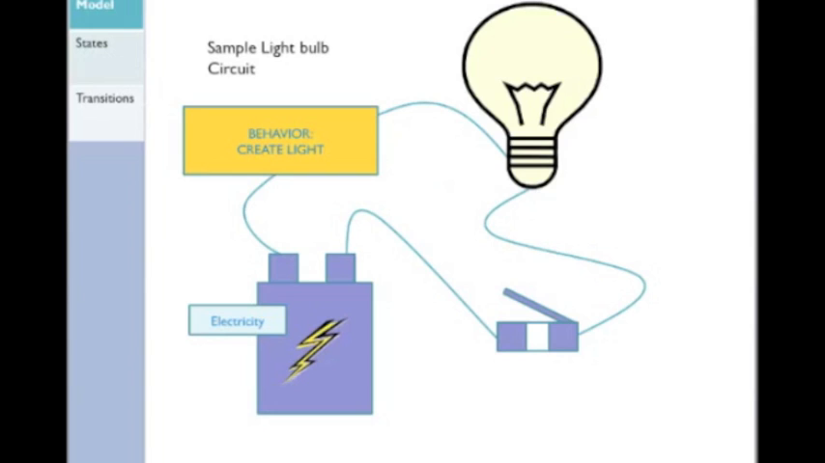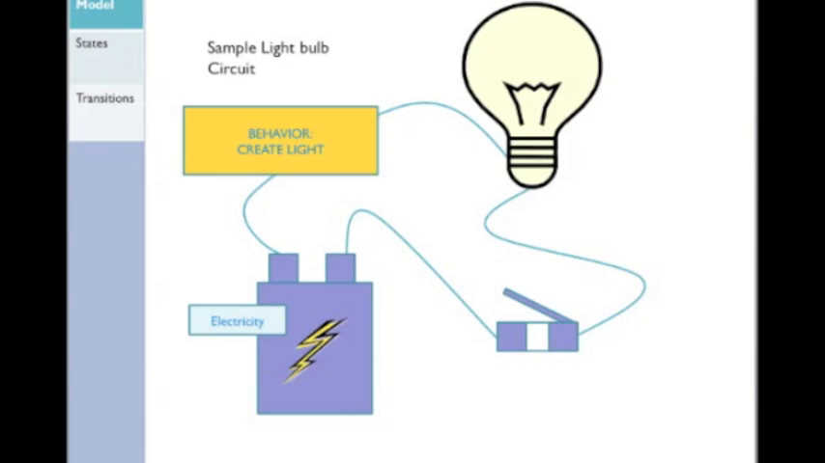Let's tell the story of how the light bulb circuit works, and then we'll see how a behavior model can be used to tell the same story. In the beginning state of the light bulb circuit, electricity is in the battery and the switch is off. There is no light yet, but we know the objective of the system is to create light, so we know that's how our story will end.